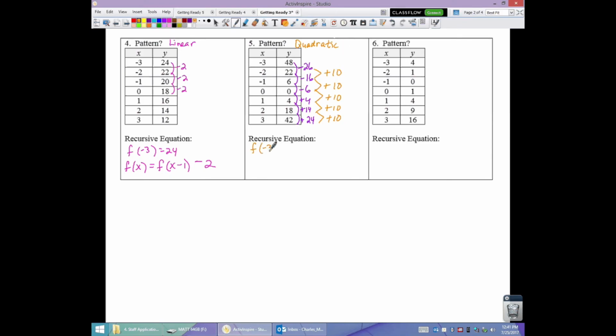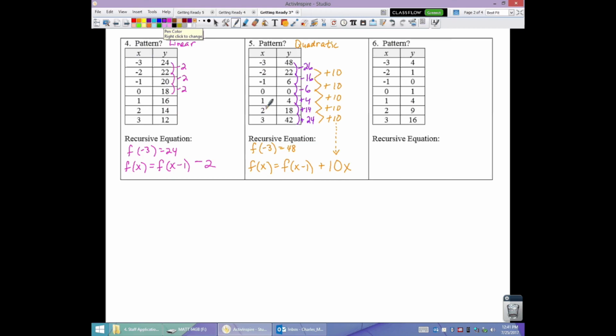And make our recursive equation. F of negative 3 is 48. Any new f of x, we would do f of x minus 1 plus, again, from here, plus 10x. And now let's see if we need to adjust.